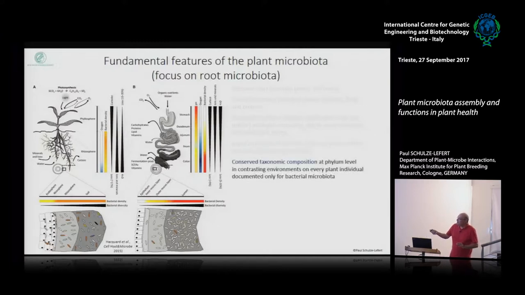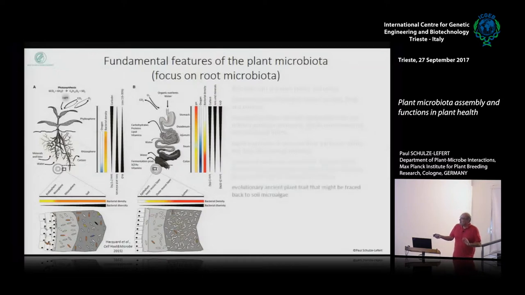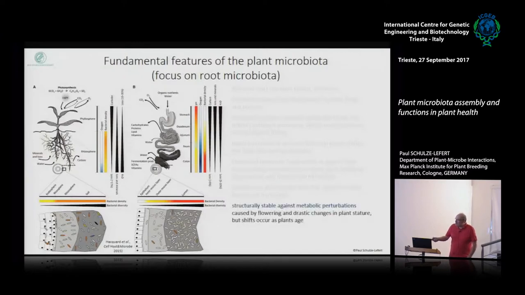And there's a conserved taxonomic composition. I will show you that. At phylum level, a high taxonomic rank, in contrasting environments, every plant individual has the same taxonomic composition, a very robust trait. But this applies only for bacteria, not for fungi. So the bacterial microbiota must be considered different from the fungi that live in association. But with conserved taxonomic composition, we always find the same suspects, if you like. Next, it's an evolutionarily ancient plant trait that might have its origin before the emergence of seed plants, so maybe even in lycopods or in microalgae that live in soil. And the root microbiome, as well as the leaf microbiome, are remarkably stable microbial communities. They're stable against metabolic perturbations, for example, caused by flowering, or drastic changes in plant stature.